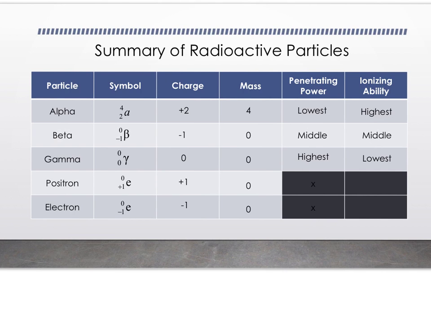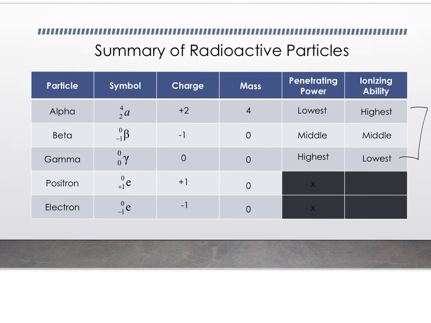So this is a data table summarizing all of the radioactive particles that we just talked about. You should be able to identify all the particles and their symbol, along with their charge and mass. And for just alpha, beta, and gamma, they're the only ones that you need to know their penetrating power and their ionizing ability in order from lowest to highest.